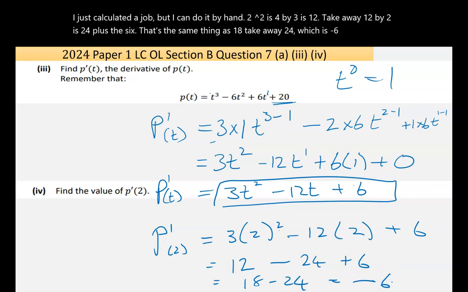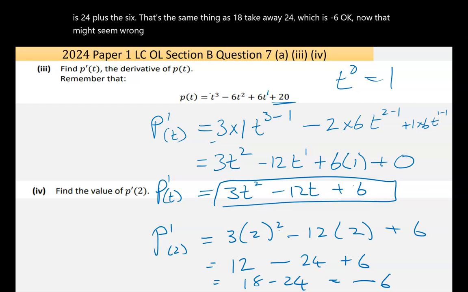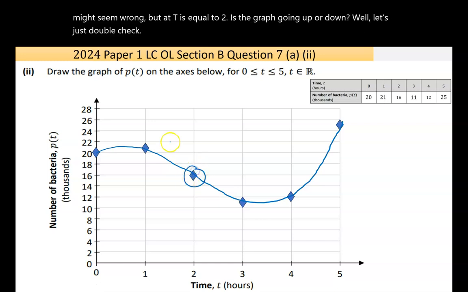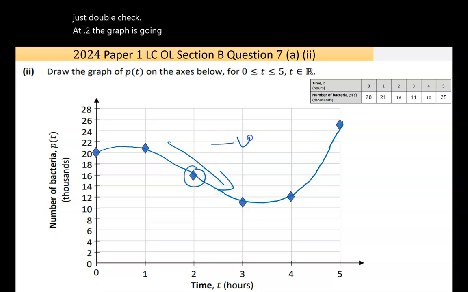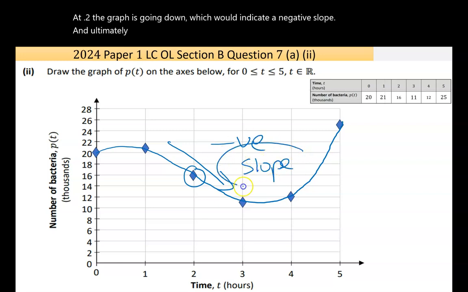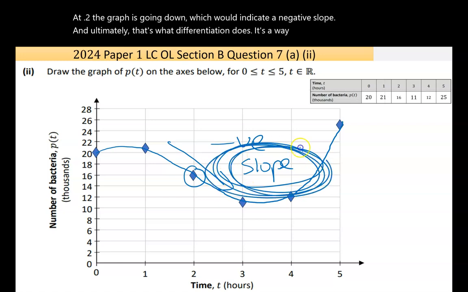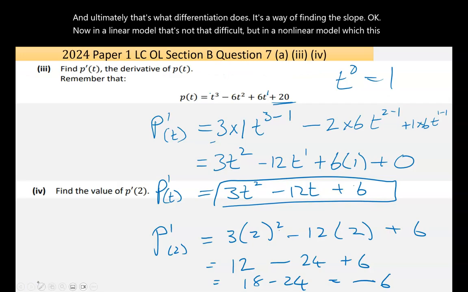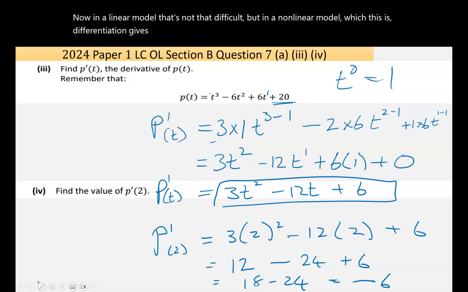Okay, now that might seem wrong, but at t is equal to 2, is the graph going up or down? Well, let's just double check. At point 2, the graph is going down, which would indicate a negative slope. And ultimately, that's what differentiation does. It's a way of finding the slope. Okay. Now, in a linear model, that's not that difficult. But in a nonlinear model, which this is, differentiation gives us a really powerful tool to be able to predict, which is really what science is all about.